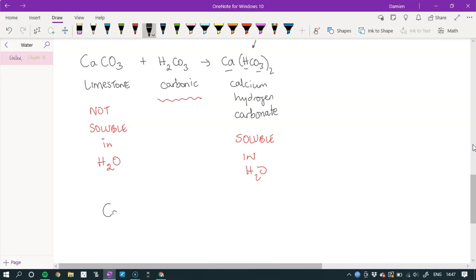The Ca2+ ions, because this here splits up into Ca2+ when it dissolves in the water, and your hydrogen carbonate ions, HCO3-. So it's this Ca2+ that's causing the temporary hardness. The HCO3- ions have no effect on hardness. But the Ca2+ is what causes the hardness.